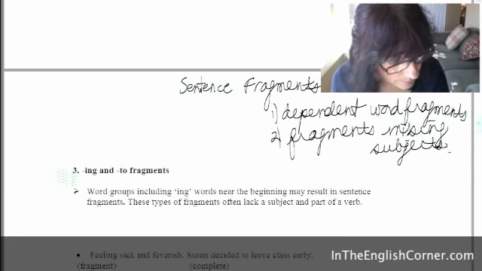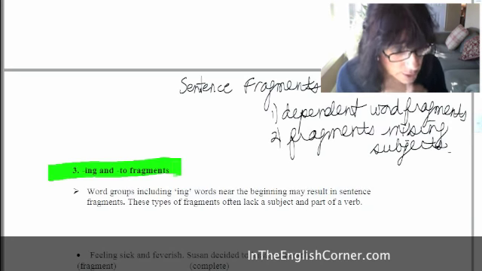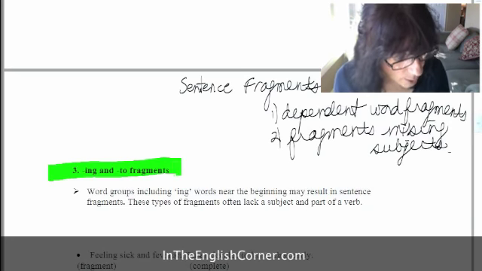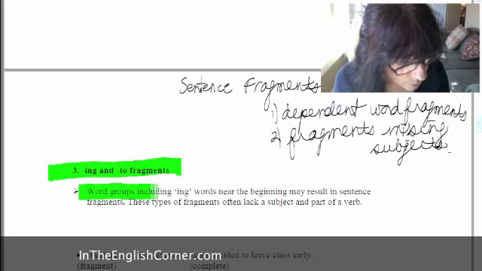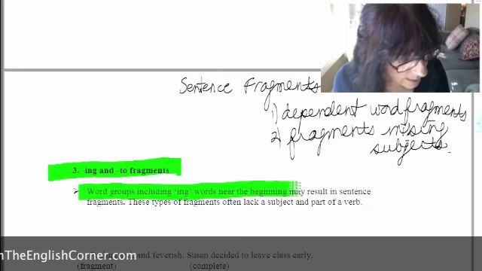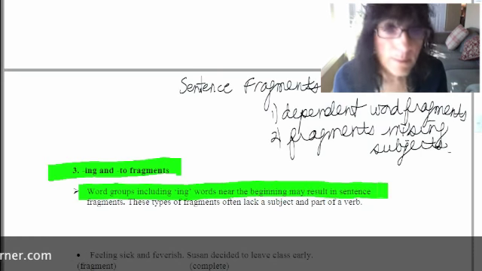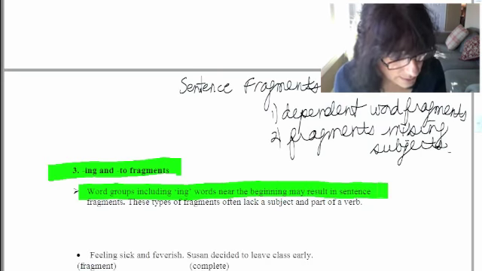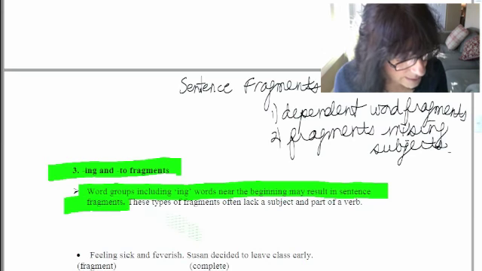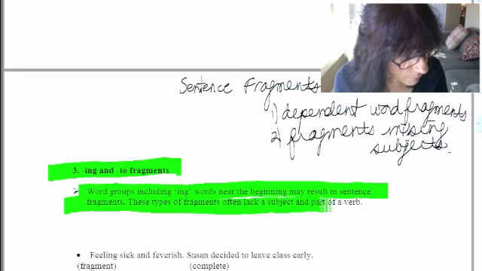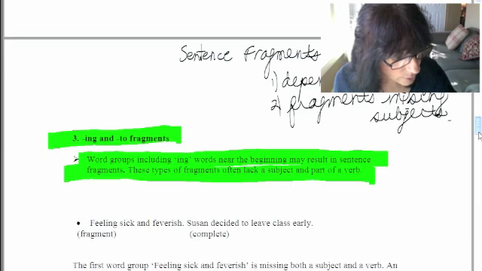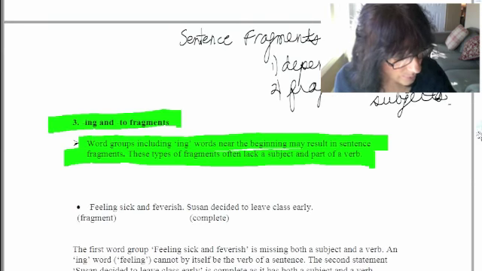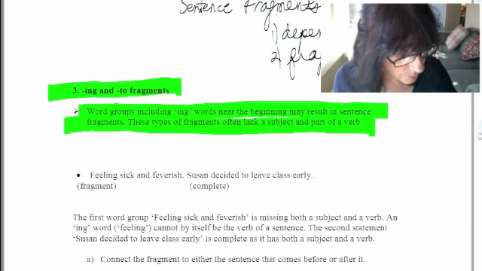So the third type of fragment is called ing and to fragments. Word groups which include ing words near the beginning of the sentence may frequently result in a sentence fragment. These types of fragments often lack a subject, and they often lack part of a verb. Let's take a look at an example together, and it'll make it a lot easier to follow.